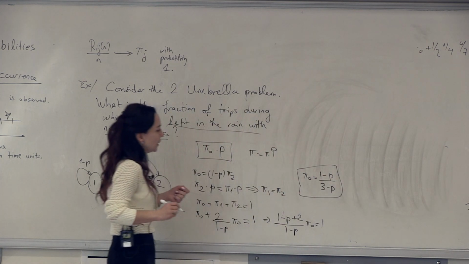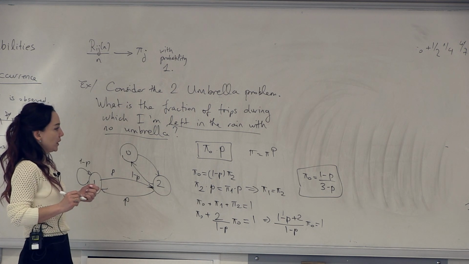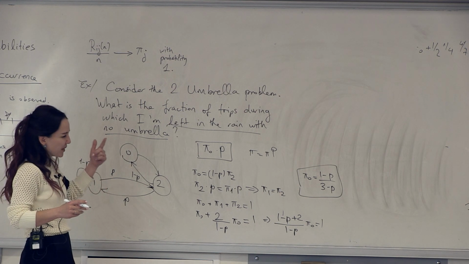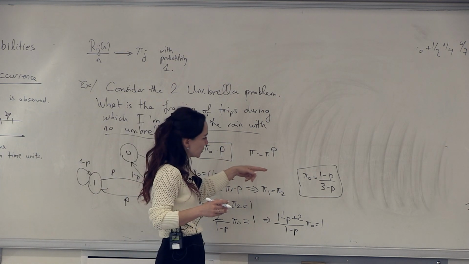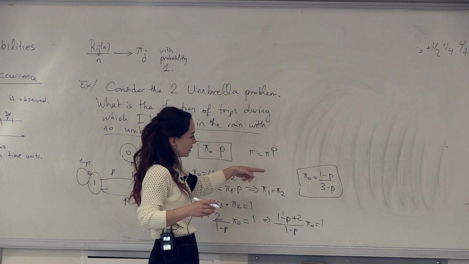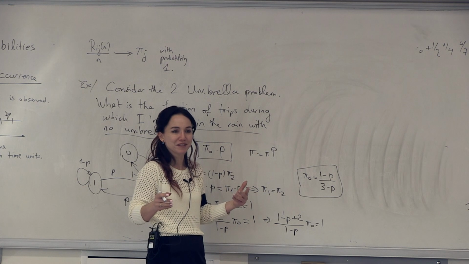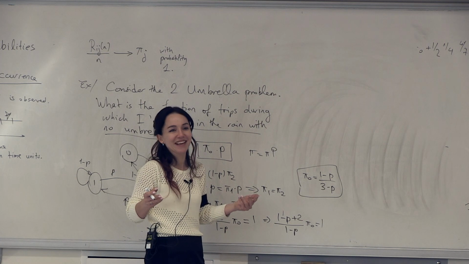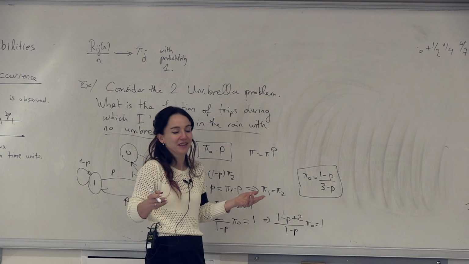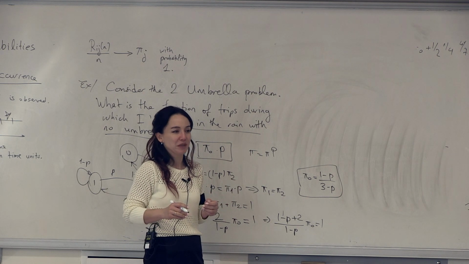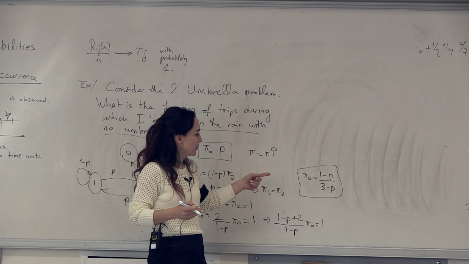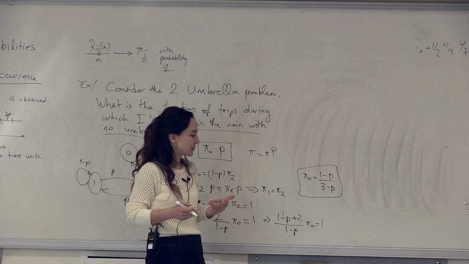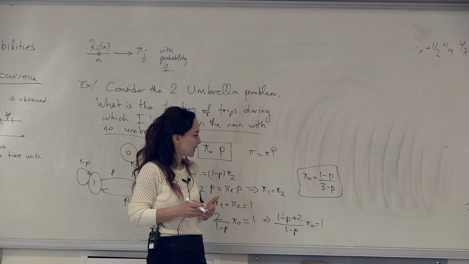This is the probability of being in the 0 state. Does that make sense? Let's just give some numbers to p. If p is 1, then pi 0 is 0. I'm never left in the rain with no umbrella if it's constantly raining. Does that make sense? Yes, because I will always be carrying my umbrella with me. So my mind is at peace. How about if p is 0? That does not seem to make sense.